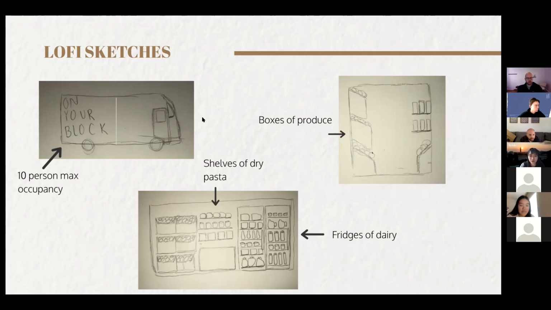Right here is the outer part, and this is a cut this way of the mobile food pantry. Right here are some boxes of produce, some shelves of pasta, and this is a long way size cut. As you can see, there are fridges for dairy, pasta, produce, and a freezer for other foods.